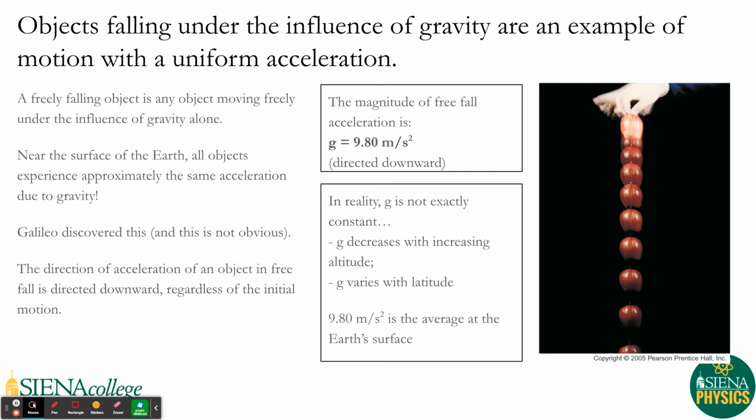So the magnitude of acceleration of gravity is 9.8 meters per second squared. It's directed downward, so it's a vector, points down towards the center of the Earth or just down vertically. In reality, g isn't the same everywhere, so g decreases with increasing altitude. So the further we get away from the Earth, the g decreases. G also varies with latitude. And so the value that we use, 9.8 meters per second squared, is the average close to the Earth's surface.